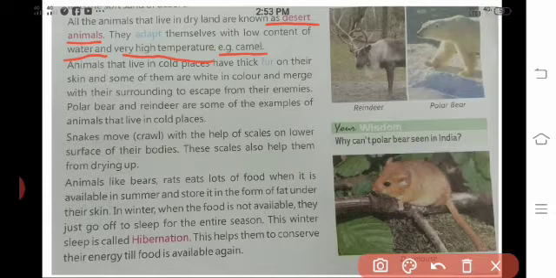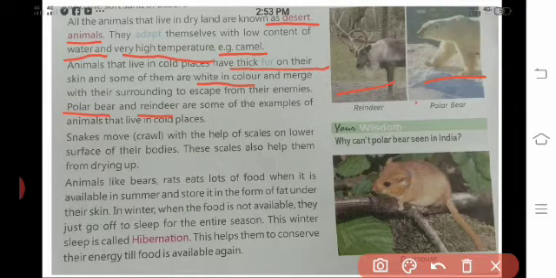Okay. Animals that live in cold places have thick fur on their skin. How does it look? It has thick fur on the skin, and some of them are white in color and merge with their surroundings to escape from enemies. For example, you see polar bear and reindeer. You can see in this picture polar bear and reindeer, which are some examples of animals that live in cold places. Already we have seen in the picture snow, where they live in the cold places. That's the polar bear.